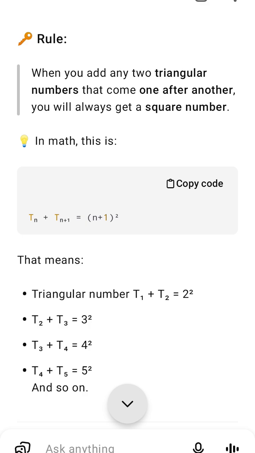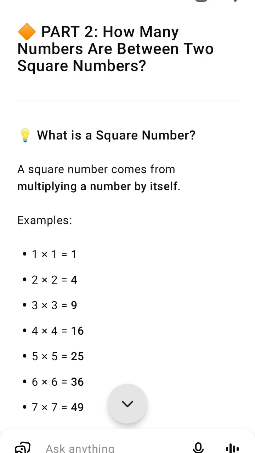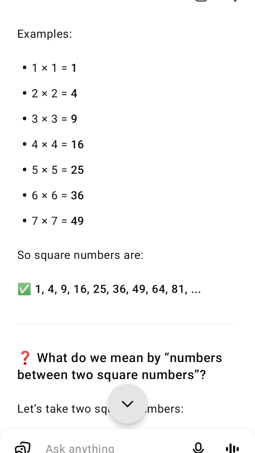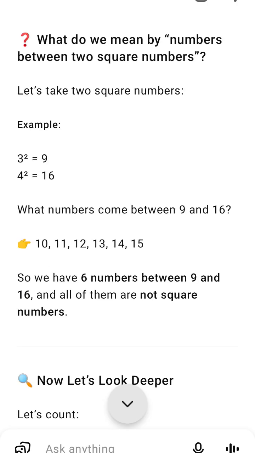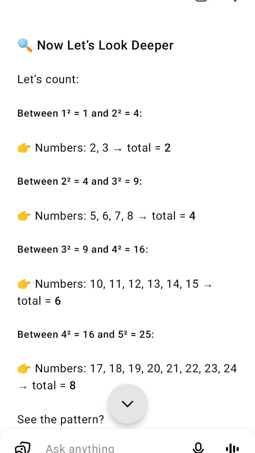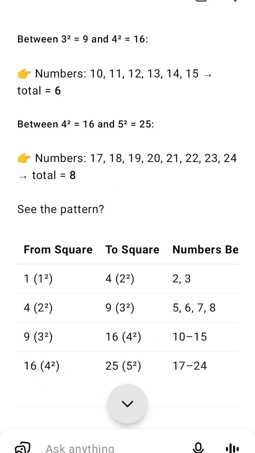Each triangular number is made by adding one more dot row than the one before. Example: first, 1. Second, 1 plus 2 equals 3. Third, 1 plus 2 plus 3 equals 6. Fourth, 1 plus 2 plus 3 plus 4 equals 10. Fifth, 1 plus 2 plus 3 plus 4 plus 5 equals 15. So a triangular number is the sum of the first few natural numbers. Special pattern: adding 2 triangular numbers equals a square number.